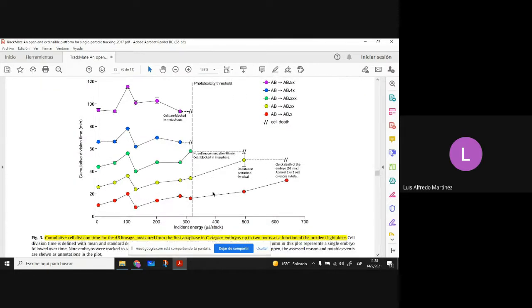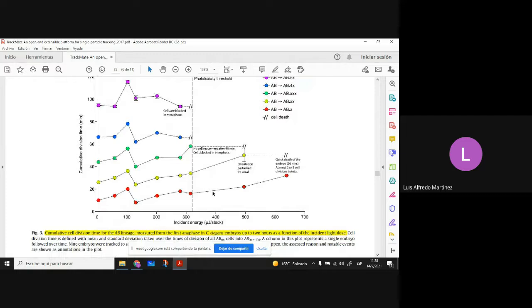And the plot showed 9 embryos were tracked to sample a wide range of the light dose. In a column, this plot represents a single embryo followed over time. And in the horizontal axis, we can see the incident energy measured in microjoules for the stack.